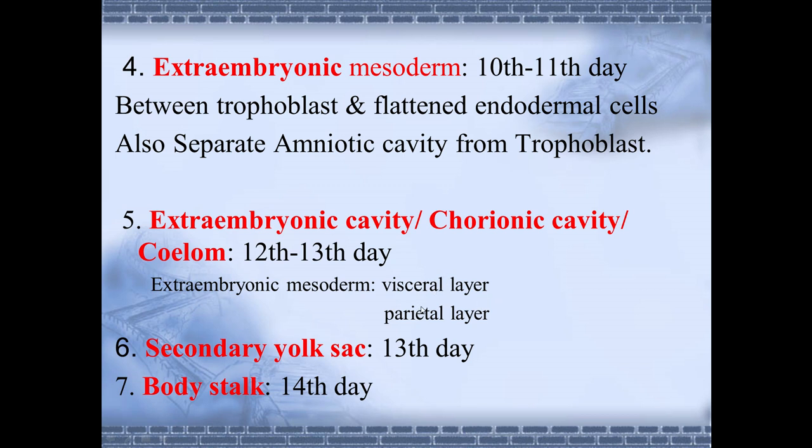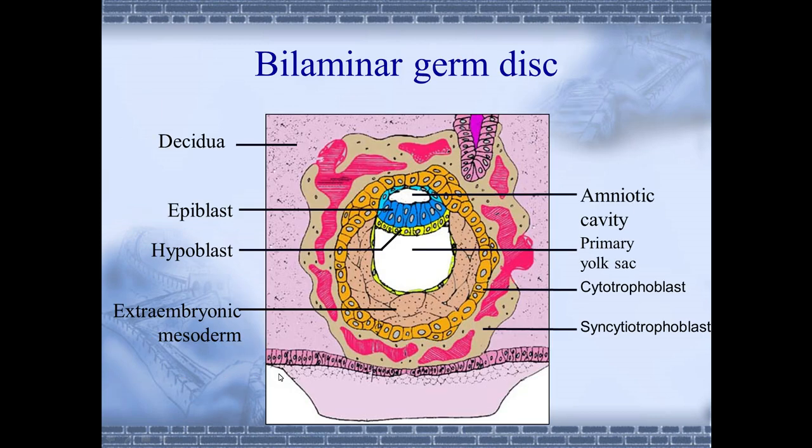Visceral as well as parietal. Then there is the formation of the secondary yolk sac and a body stalk. Let's see what we are talking about.